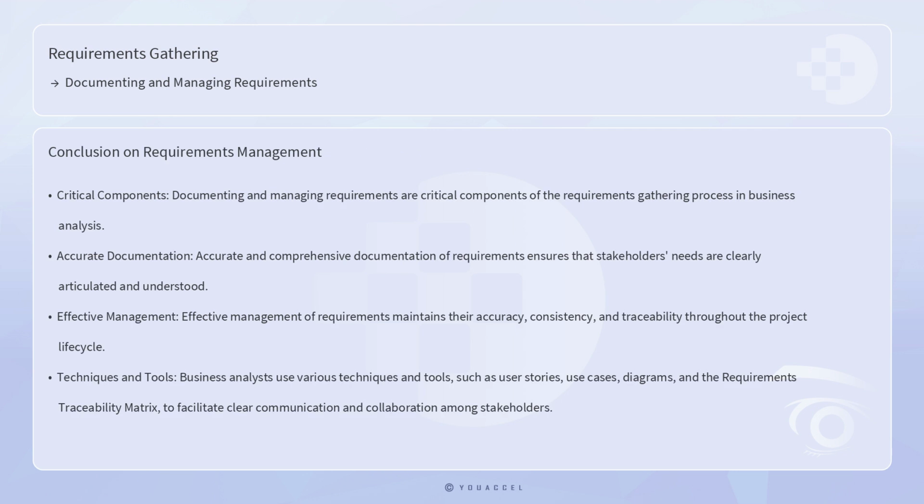In conclusion, documenting and managing requirements are critical components of the requirements gathering process in business analysis. Accurate and comprehensive documentation of requirements ensures that stakeholders' needs are clearly articulated and understood, while effective management of requirements maintains their accuracy, consistency, and traceability throughout the project lifecycle. By employing various techniques and tools, such as user stories, use cases, diagrams, and the requirements traceability matrix, business analysts can facilitate clear communication and collaboration among stakeholders, ultimately contributing to the success of the project.